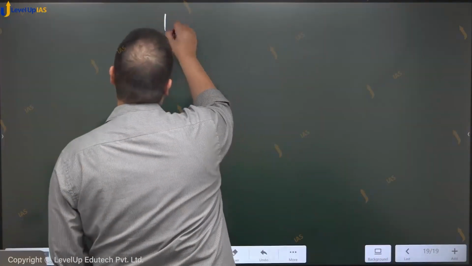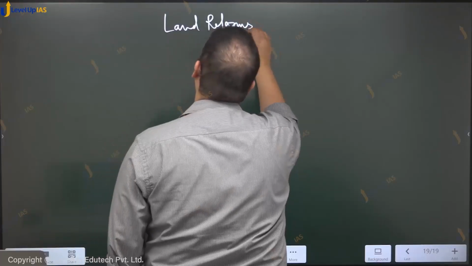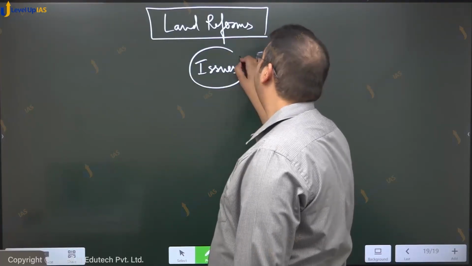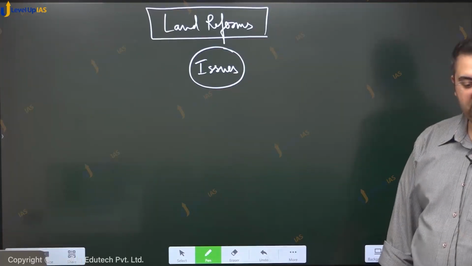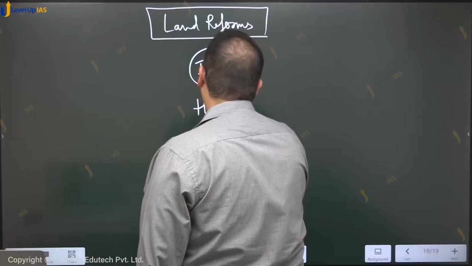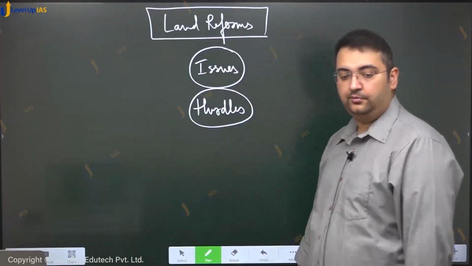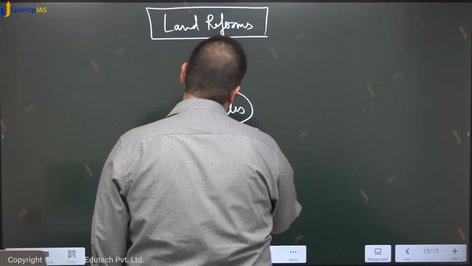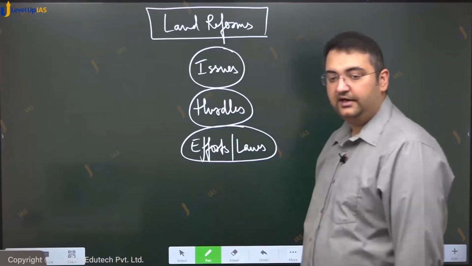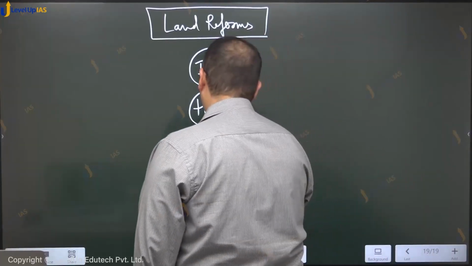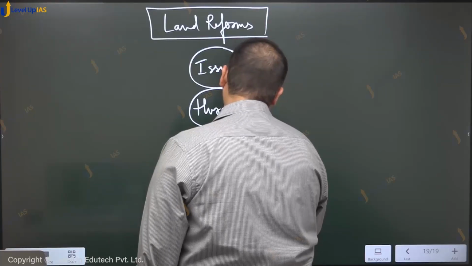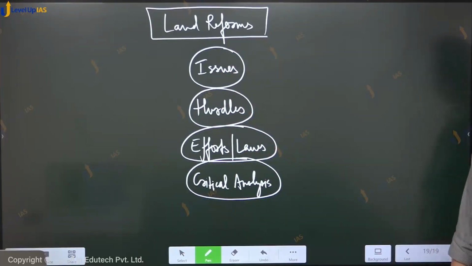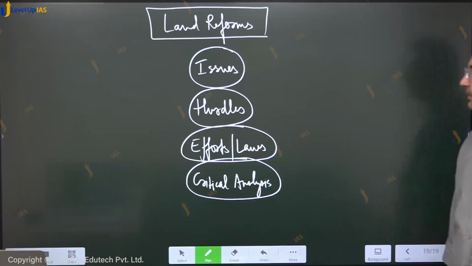नेक्स्ट टॉपिक दैट वील कवर इज लैंड रिफॉर्म्स. हमको कवर क्या क्या करना है इसमें? First of all, the issues faced by the farmers which made land reforms necessary post independence. What were the hurdles which made the process of land reform problematic? What were the efforts or laws undertaken to implement the process of land reforms? And finally, critical analysis of the process of land reforms which took place post independence. How successful was it? What were the limitations and what has been its impact? ठीक है, तो ये सब चीजें हमको डिस्कस करनी.